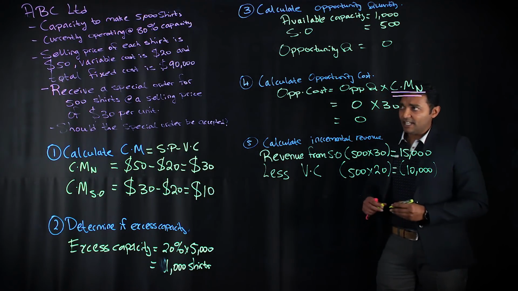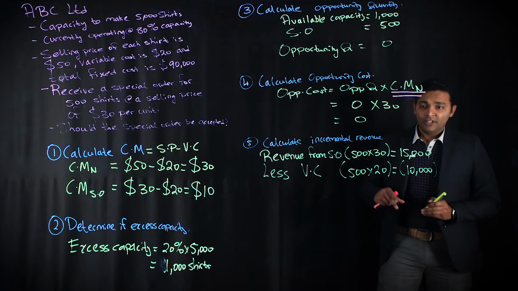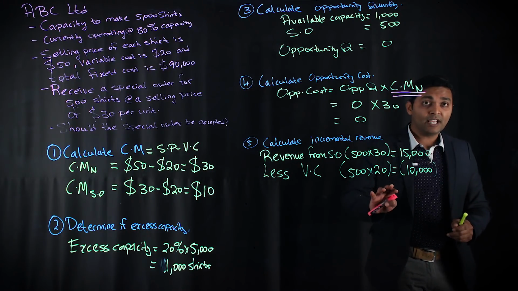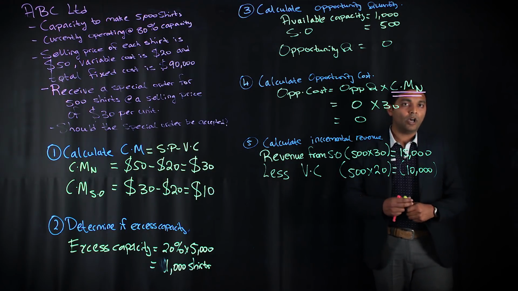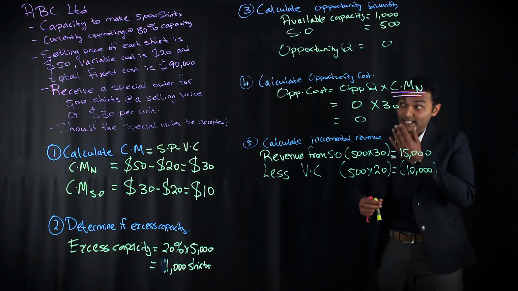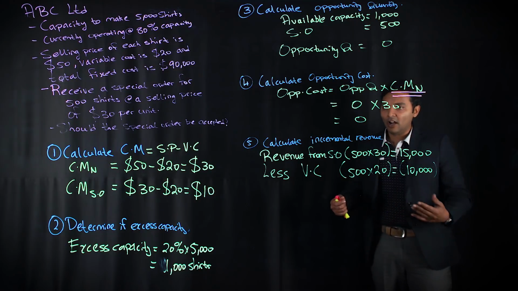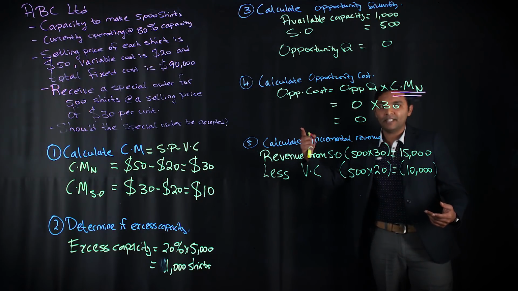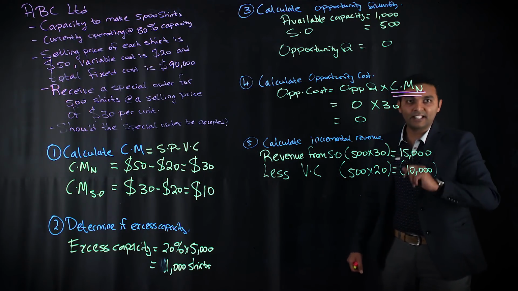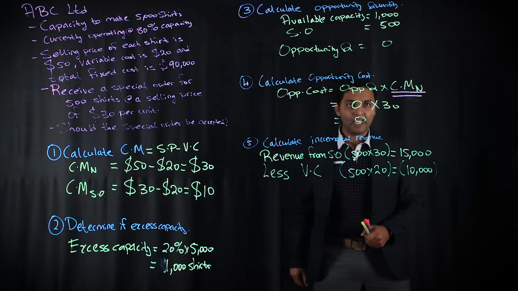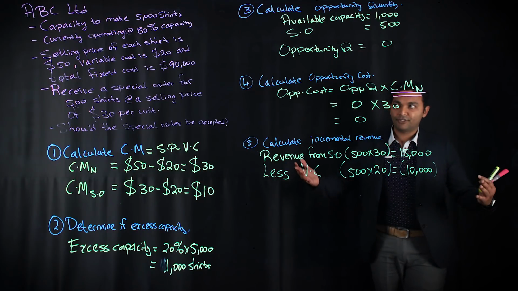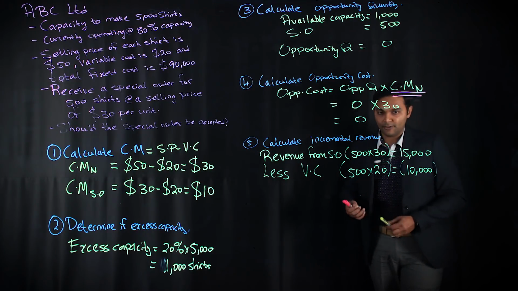Now, the question here gives us a fixed cost. You should understand that we are not going to take into account the fixed cost here, because the fixed cost is what we call a sunk cost. What does that mean? It means that regardless of whether ABC Limited decide to accept that special order or not, that fixed cost will have to be paid. So that's why it's a sunk cost, you don't take it into account.